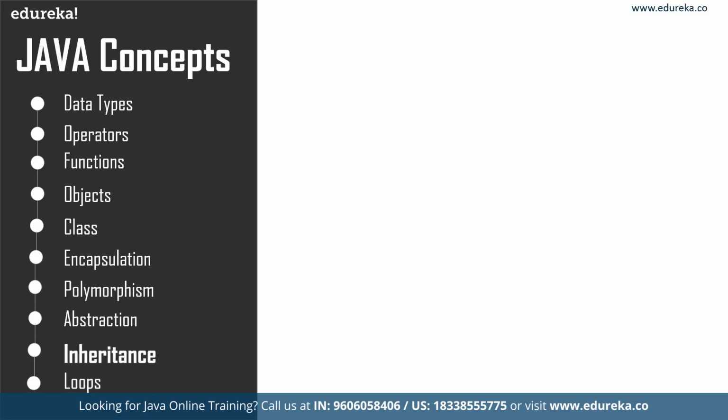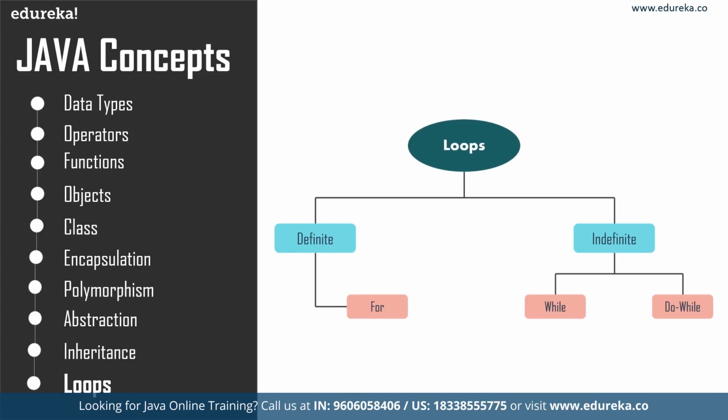Now finally we will talk about loops in Java. And talking about loops, we have 3 different types of loops. First is the for loop, then we have the while loop, and then we have the do while loop. For is the definite loop, and for indefinite we have while and do while.